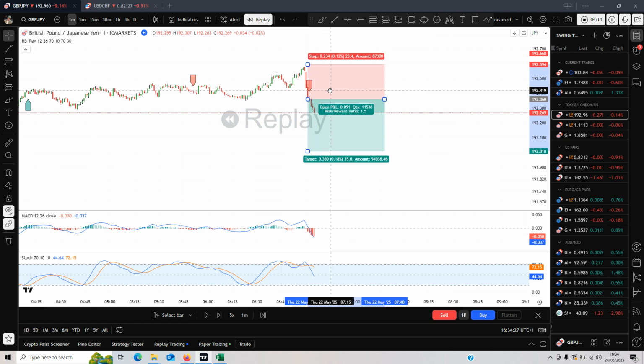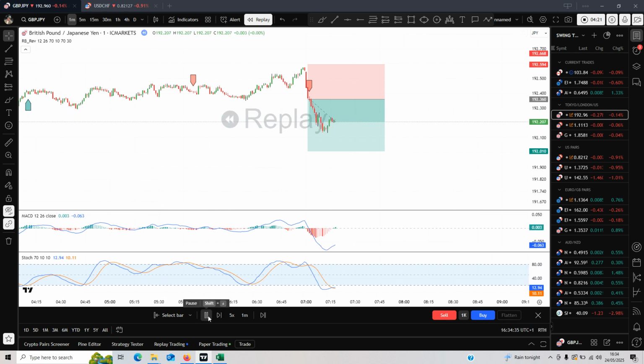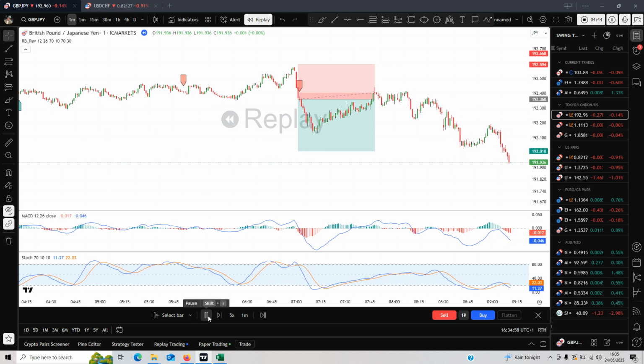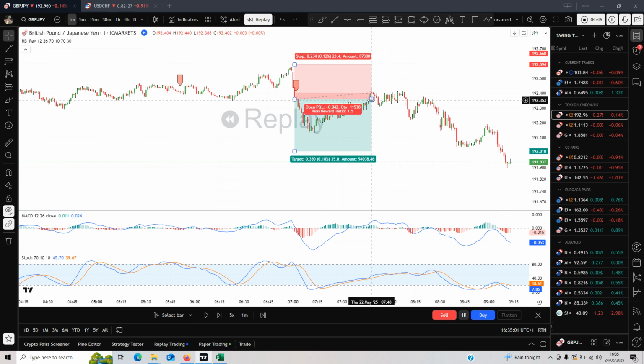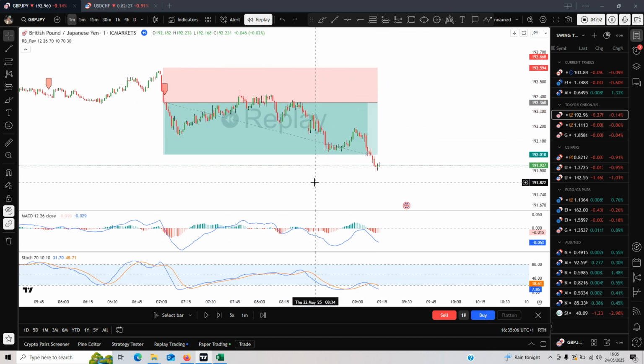There we go. So we're on this candle, 1 to 1.5. Let's see what happens. Oh, it's bouncing around a little bit. It's going now. Go on. There we go. Right, so that would be a 1 to 1.5 win for us.